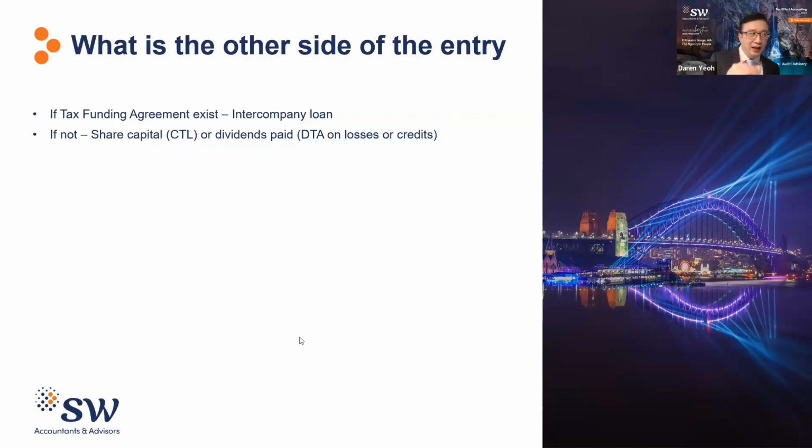If you don't have a tax funding agreement, when you debit the CTL or credit the CTA, you will need to create a fictitious equity entry. So there will be a fictitious share capital account entry or a dividend paid entry. This creates confusion, and I would encourage companies to put in place a tax funding agreement. It also helps in getting a clean exit when your subsidiary is sold in the future.